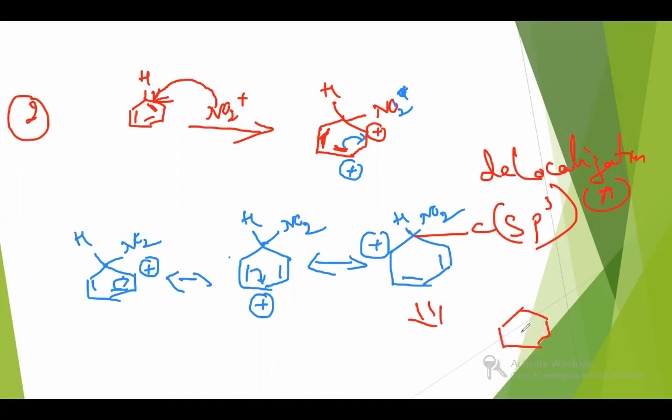We can write all three structures together like this, with the positive charge. We can write a half circle, and write hydrogen here and NO2 here. Not this, this is NO2, okay? NO2 here, clear? This is the formation of the arenium ion, or carbocation. Next, the carbocation intermediate loses a proton.